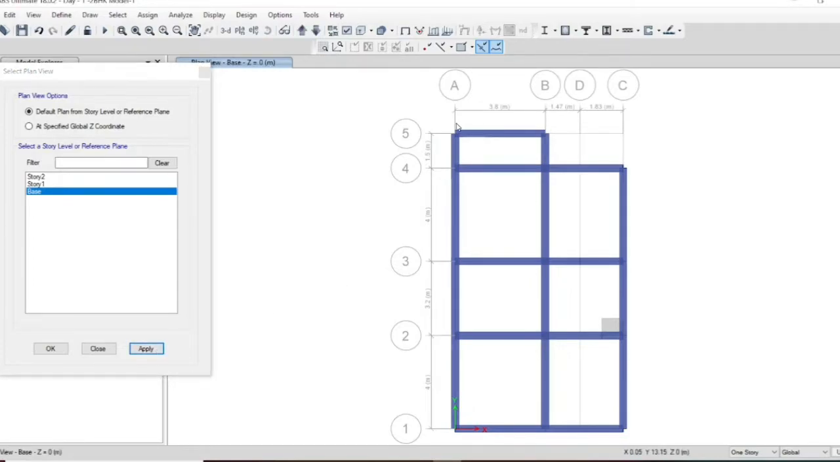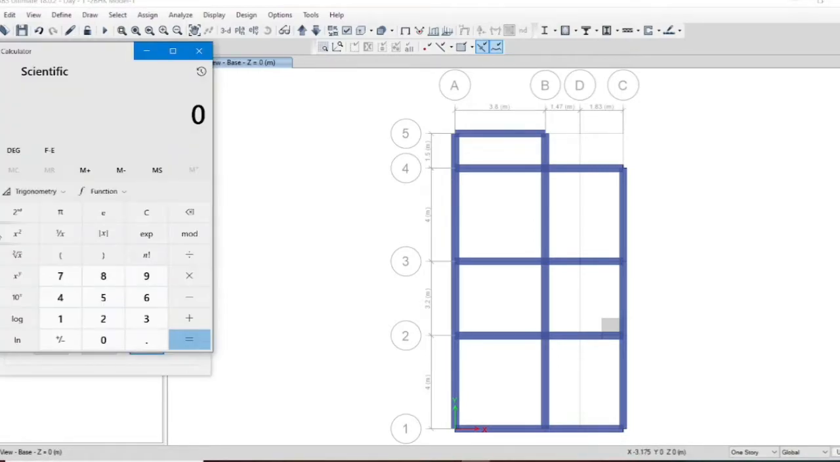Yes, from the plan we can see that this is one width. 4 plus 4 is 8, 8 plus 3 is 11.2, 11.2 plus 1.5 is 12.7. So your calculation will be, height is 6 meter divided by, what is your total width? 4 plus 3.2 plus 4 plus 1.5.